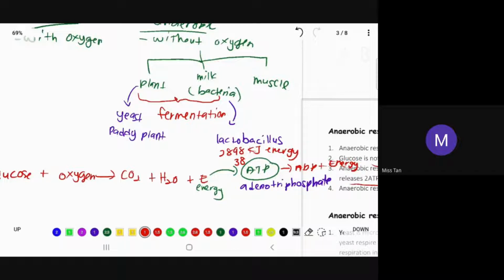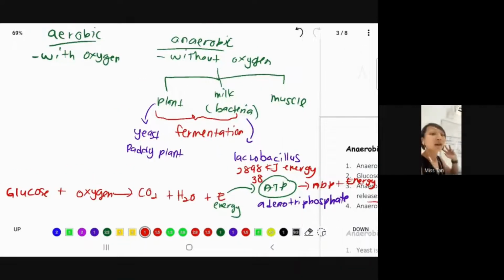Okay, now what about anaerobic respiration? What do you mean by anaerobic respiration? When will we have anaerobic respiration? I told you already, anaerobic respiration can happen in muscle, right? So when will our muscle have anaerobic respiration? Why is it that when we do an intense workout, our muscle will feel sore, like too much acid stored inside our muscle?